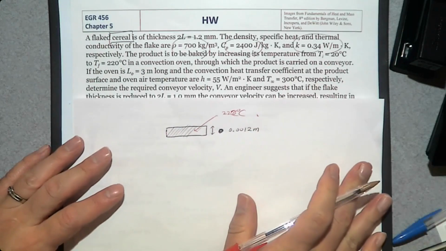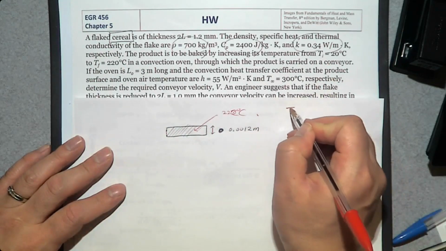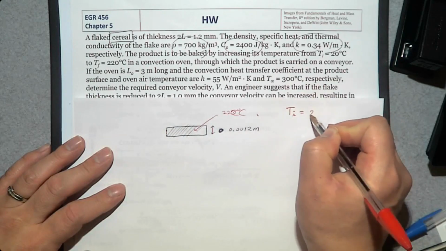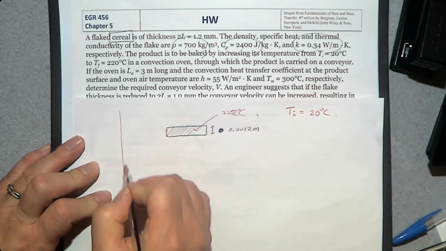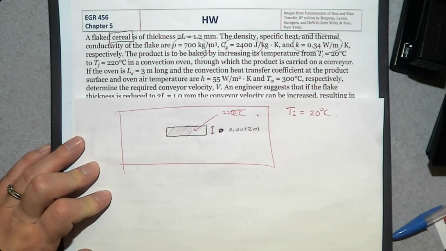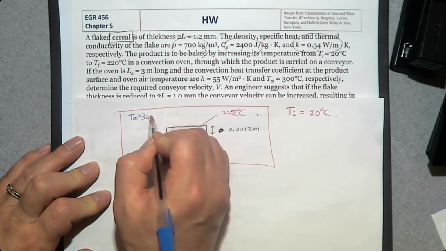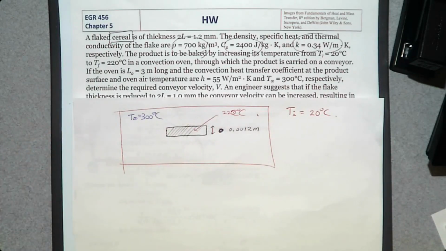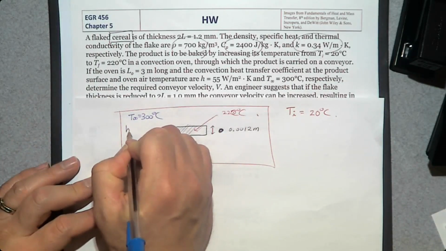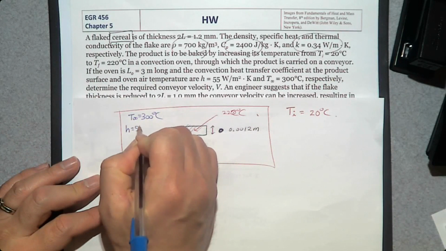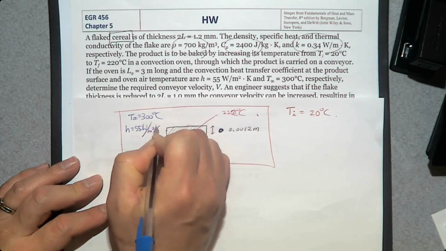What is the surrounding, the initial temperature? Initially, the cereal was room temperature, 20. And now it's going to be in the oven, whose temperature is going to be 300 degrees Celsius. And the convection heat transfer coefficient is 55 watt per meter square Kelvin.